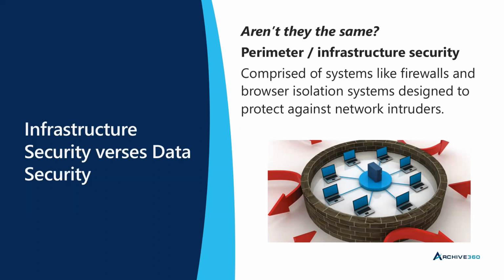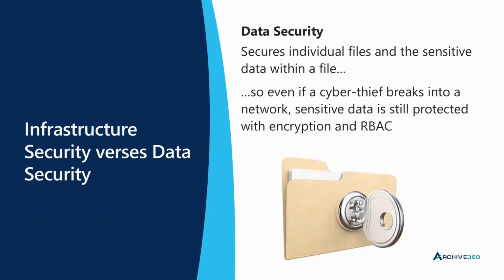You need both. You need perimeter infrastructure security, but you also need specific data security. This is where you are setting up security practices, and this is where information managers get involved, on individual files. Usually it's all files, but you can get very specific, so that even if a cyber thief breaks through the perimeter, they still need to get into the security placed around individual files, and that really slows them down. Basically, if a cyber thief breaks into the network, sensitive data can still be protected with encryption, zero trust design, and role-based access controls.